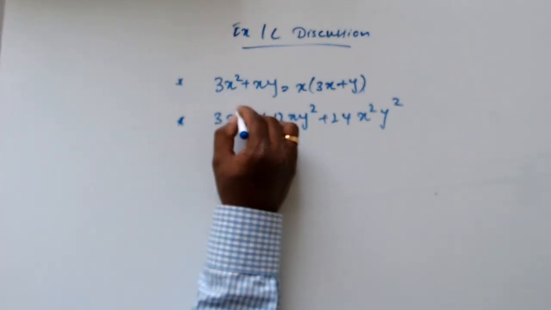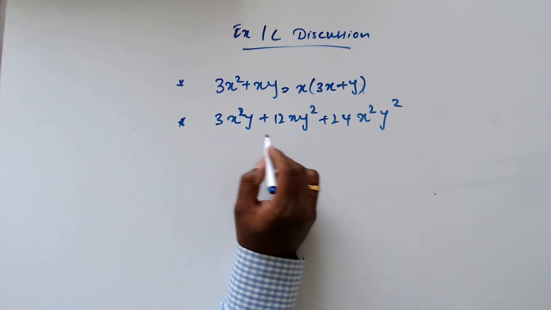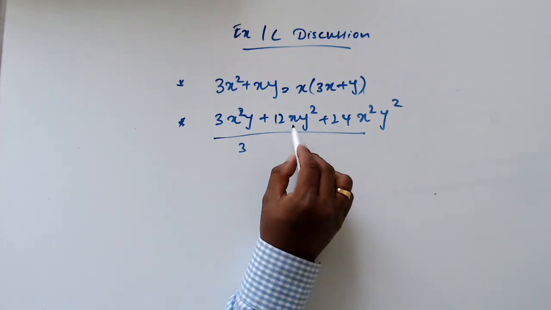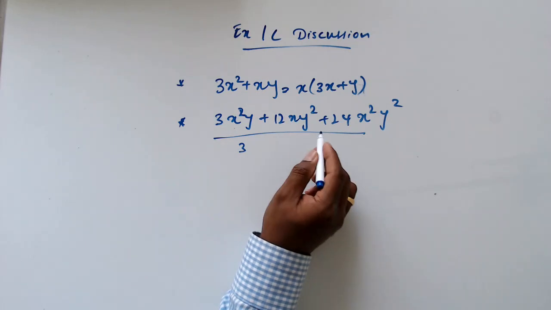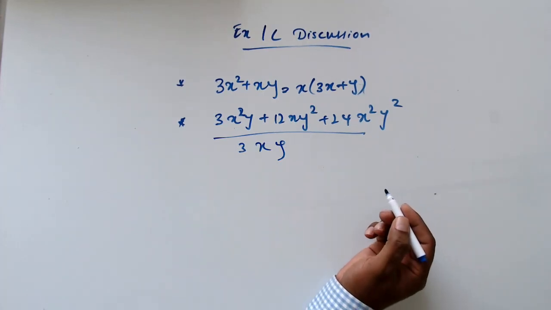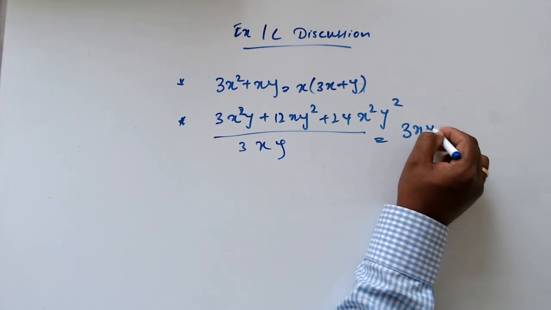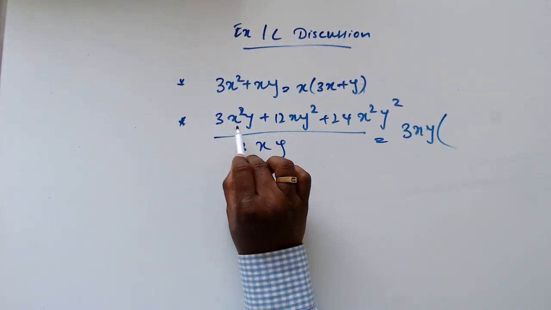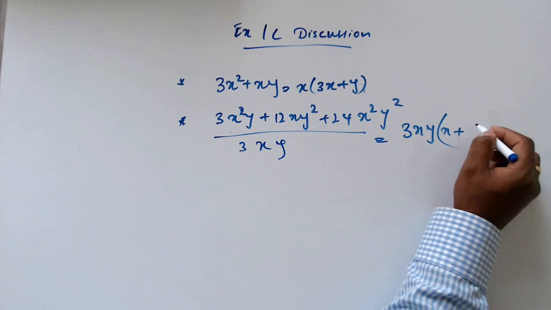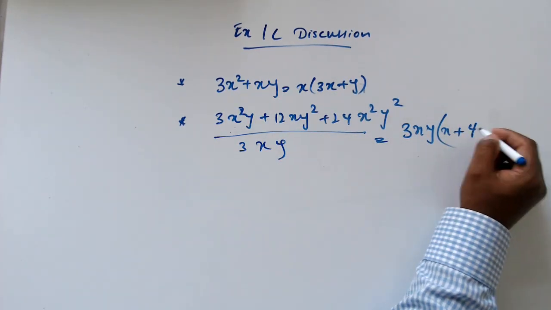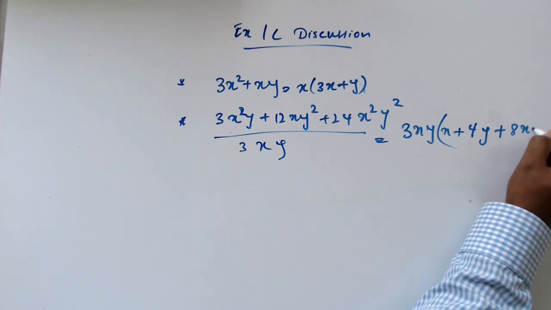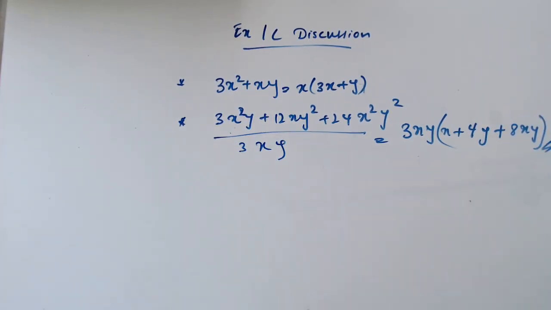When you look at this one, you can see that you can divide all terms by 3. Then all terms can be divided by x, and you can see that all terms divide by y. Then the factor is 3xy. Then this is going to be x. Only one x is remaining from this term, and this is going to be 12 divided by 3, 4, and 1 x on y is there, and then 8 x and y. So this is the final answer for this question.